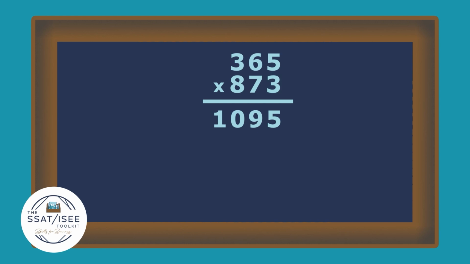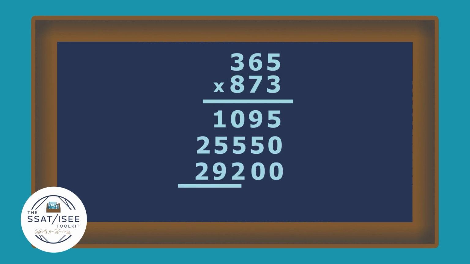If you have even larger numbers, you always follow the same process, but each time you move to a new number on the bottom row, you will need to move down another line and add an extra 0. For example, if you multiply 365 by 873, it will look like this.